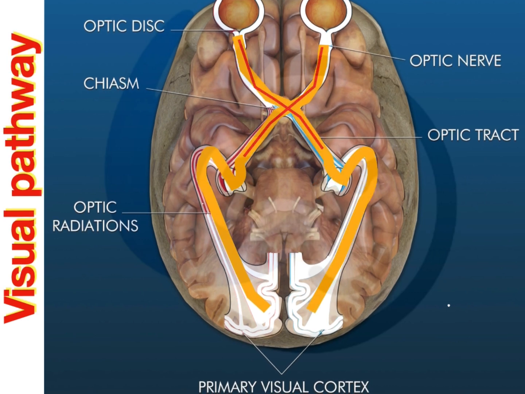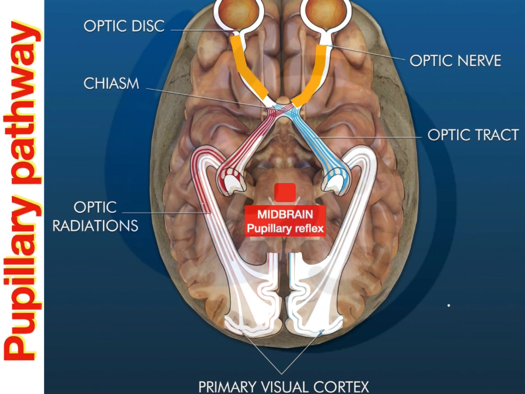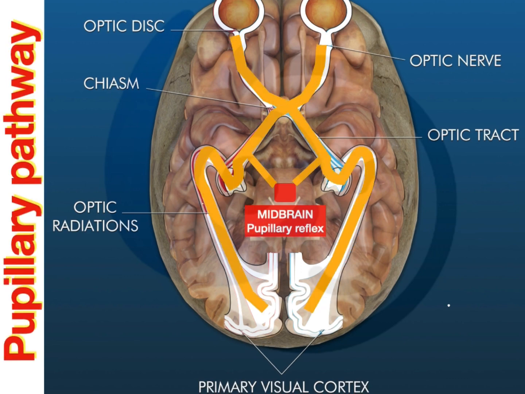We all know that nasal fibers cross each other, whereas temporal fibers do not cross. So this forms the visual pathway. Some of the fibers, after crossing the optic chiasma and optic tract, reach the midbrain. So this constitutes the pupillary pathway. That's why if you get a field defect with a normal pupillary reaction, it gives a clue that the lesion must be somewhere beyond the optic tract.